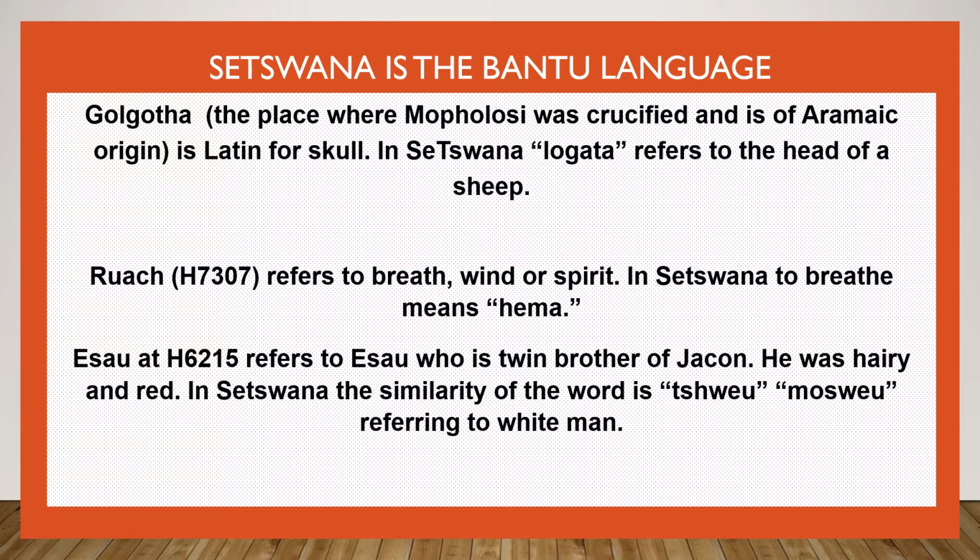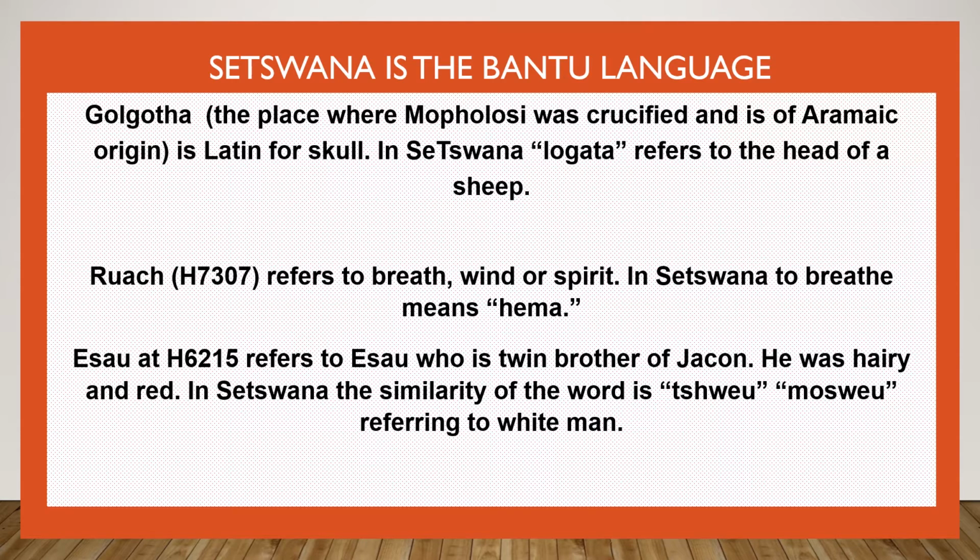The next word, at H6215, refers to Esau. This is the name of the twin brother of Jacob, who was later named by the Most High Israel. And he had 12 sons who became the 12 tribes of Israel. Now Esau was hairy and he was red.